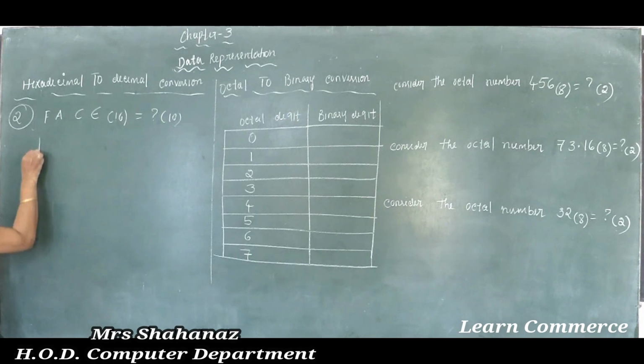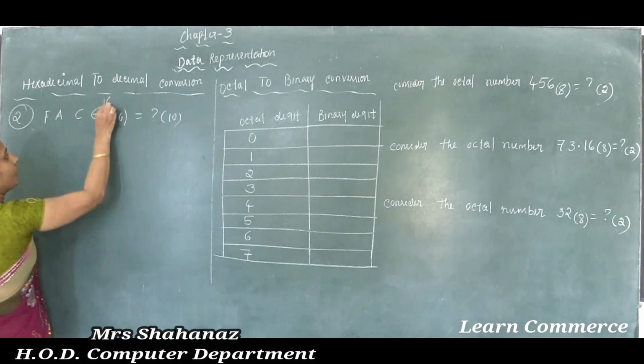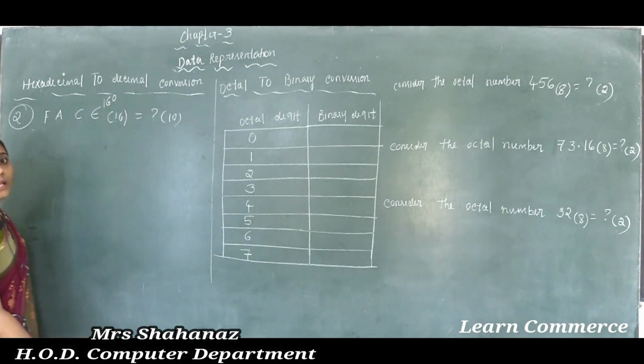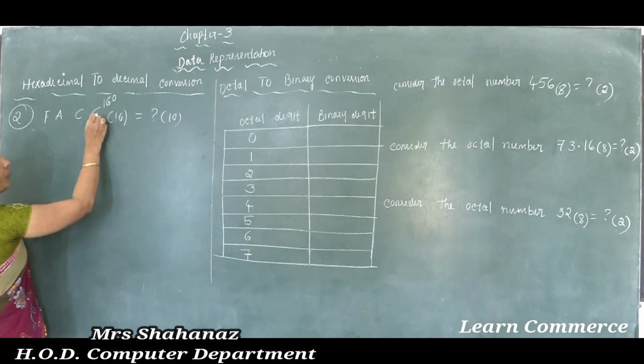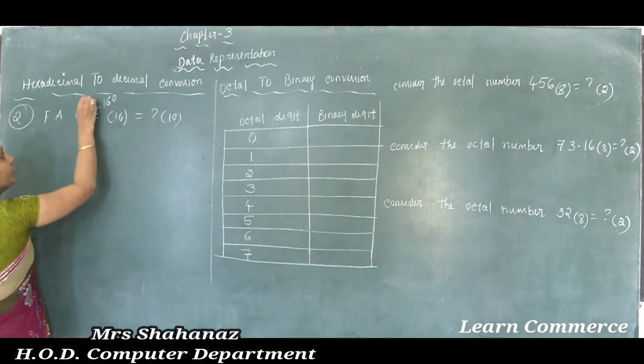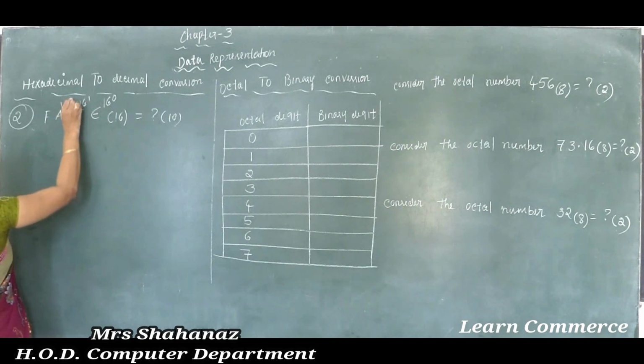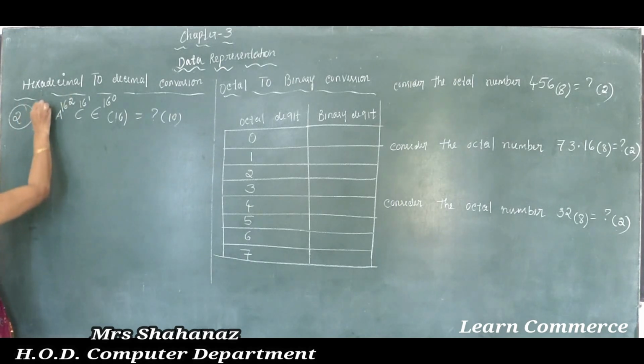As we know, when you take FACE, the positional value starts with no negative point, everything is positive. So 16 to the power of 0, 16 to the power of 1, A value 16 to the power of 2, F value 16 to the power of 3.